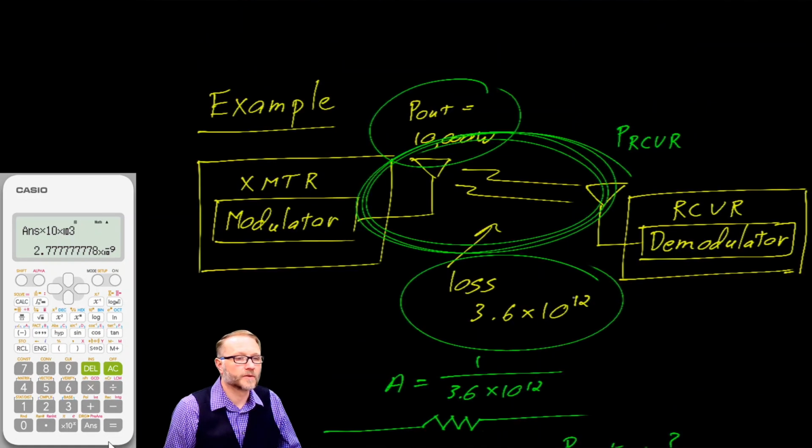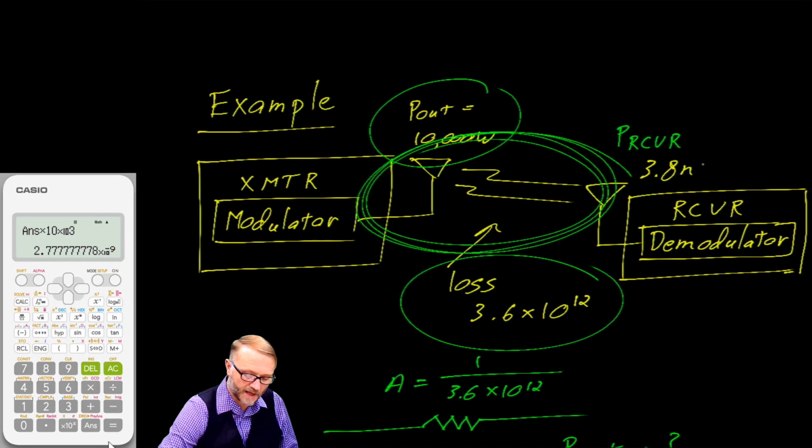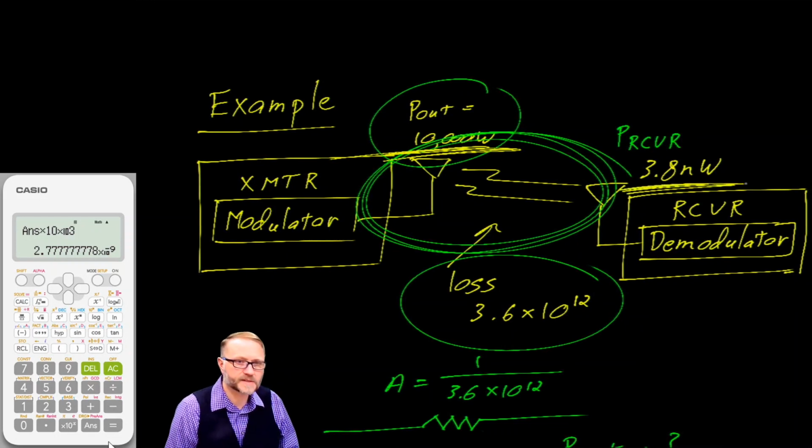So if we go back to our original drawing, we would see that the power at the receiver is 3.8 nanowatts. One thing you'll notice is that these radio problems have tremendous differences in their numbers. Here you have 10,000 watts, and here you have nanowatts. And I suspect you've never worked a problem that had such a magnitude of difference in numbers before.